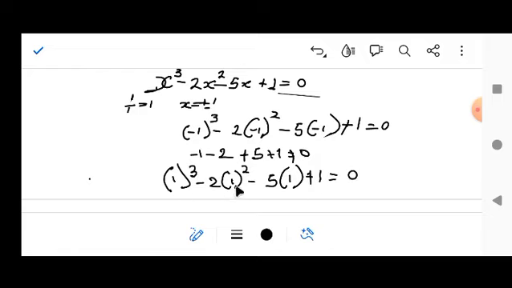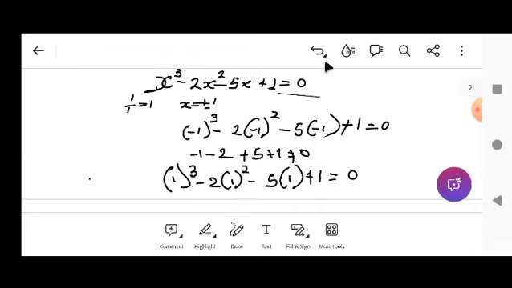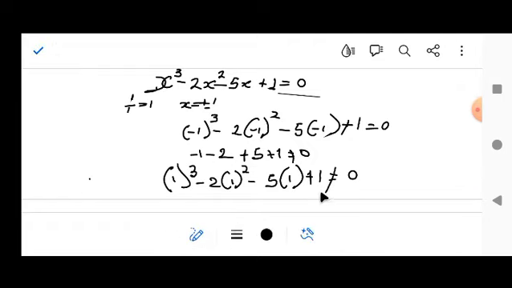So technically here is going to give us 1, here is going to give us minus 2, here is going to give us minus 5 plus 1. We see that is not equal to 0. So this question, you cannot find the factor, right?